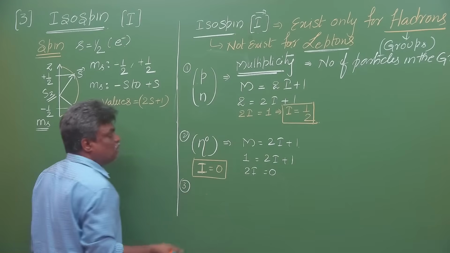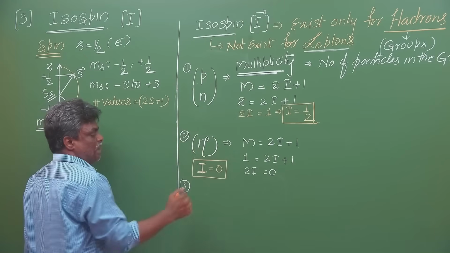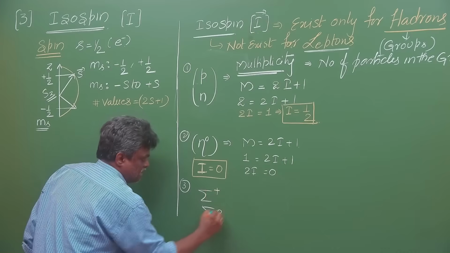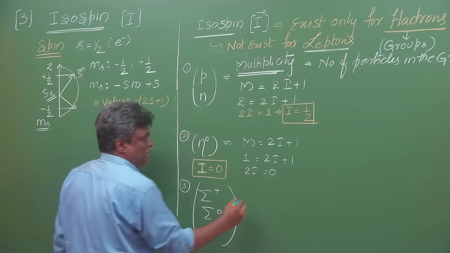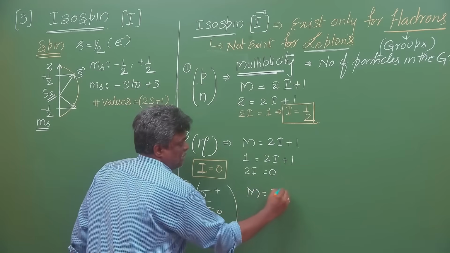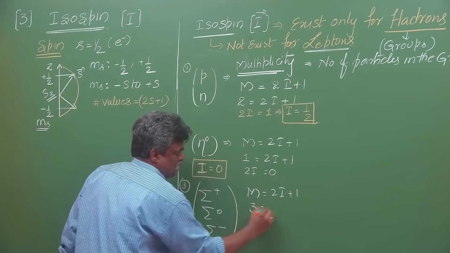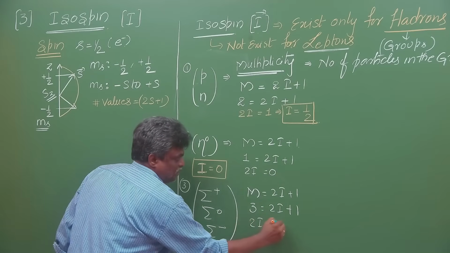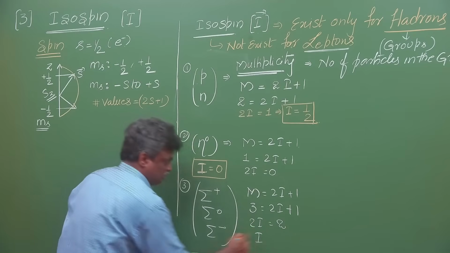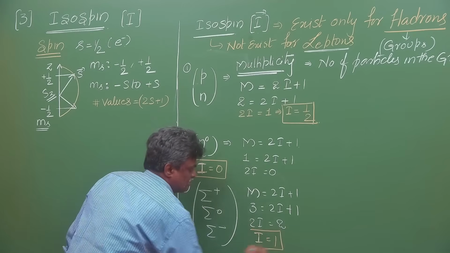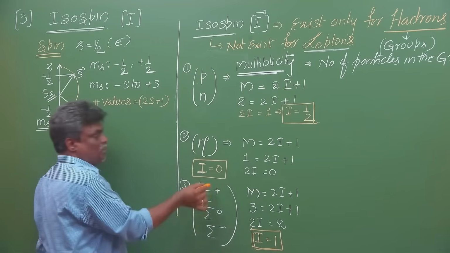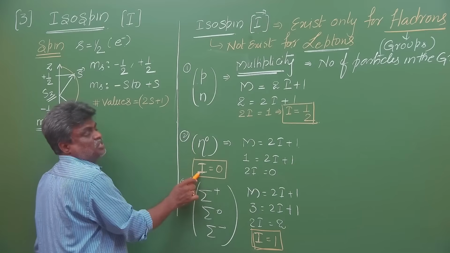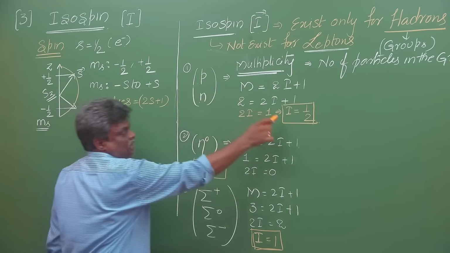Wait. Don't write yet. Next I am taking the 3 group. 2 group I have taken, 1 group I have taken, now 3 group. Sigma plus, sigma naught, sigma minus. How many are there? M equals 2I plus 1. 3 equals 2I plus 1, bring one this side. 2I equals, I equals, wait. How many are in the group? Isospin.